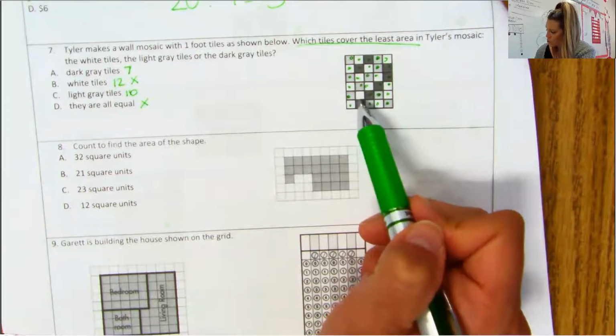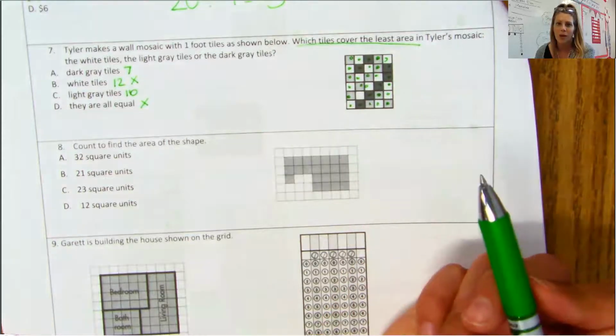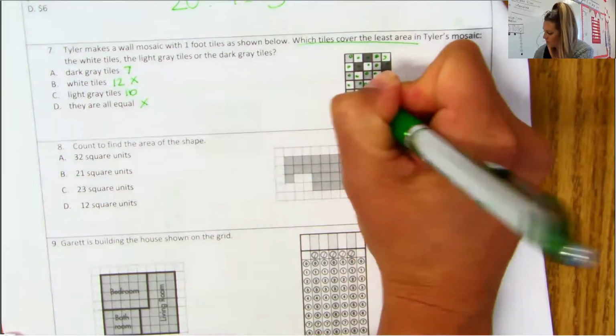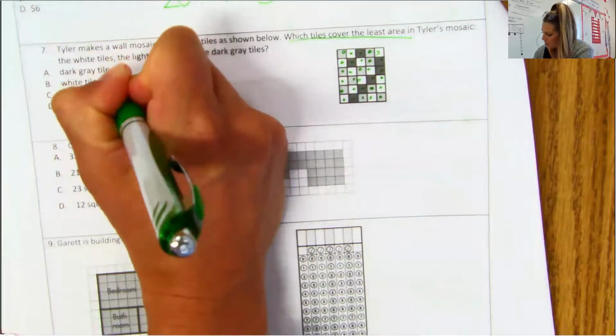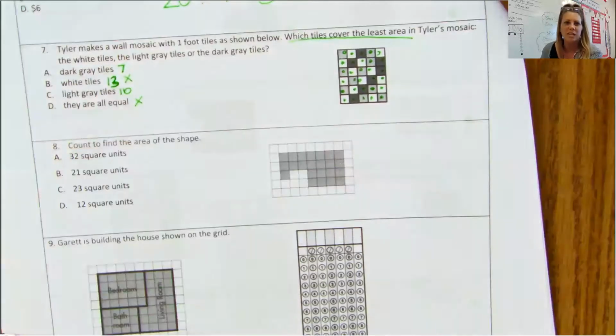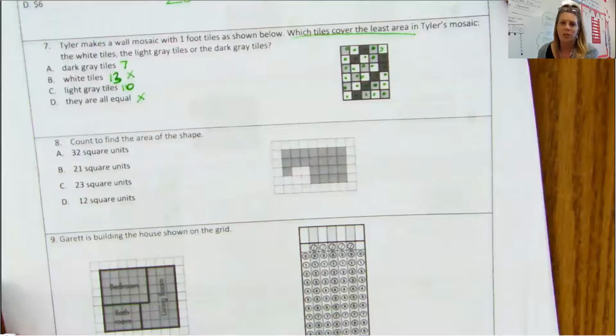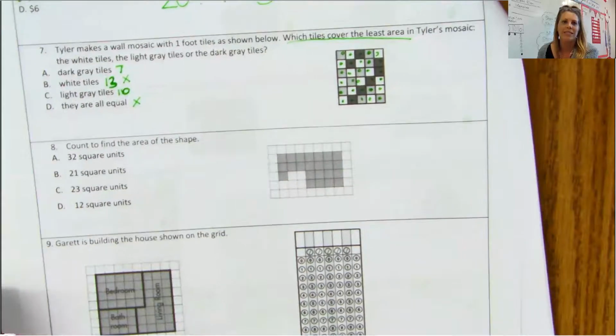So really there's not 12 white. How many white are there? 13. And if you were in the classroom with me, you would probably already be saying, Mrs. Harp, there's not 12, there's 13. All right, so back to our question, which tile covers the least area?